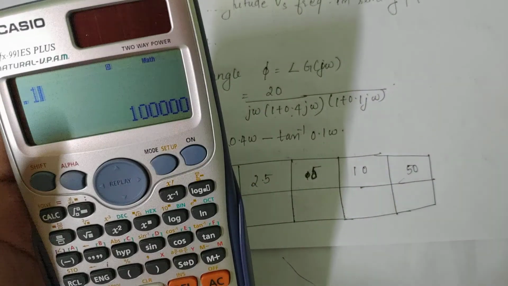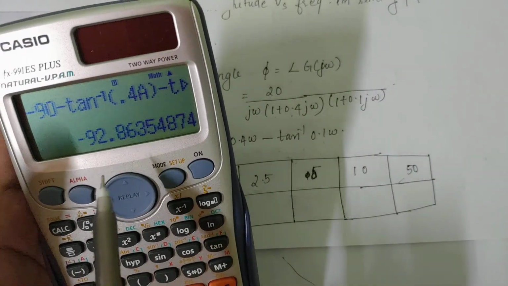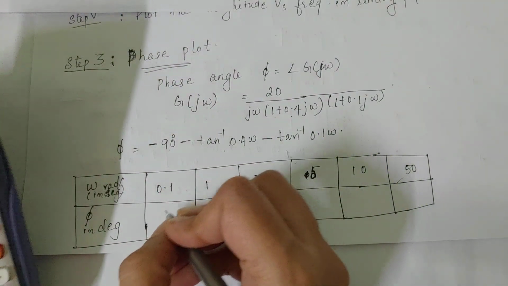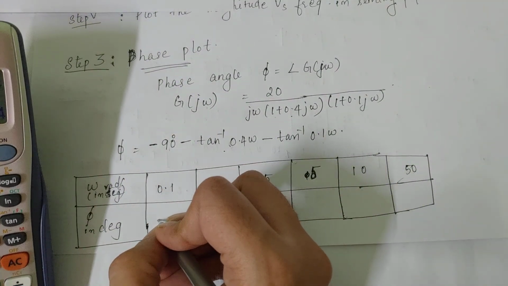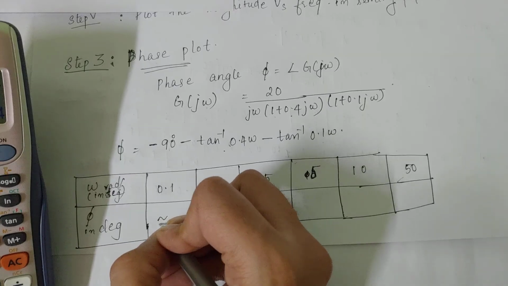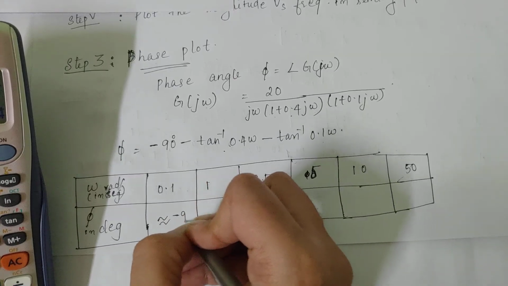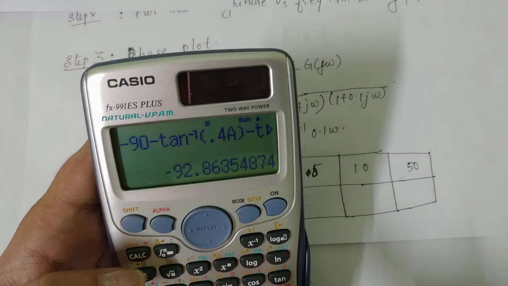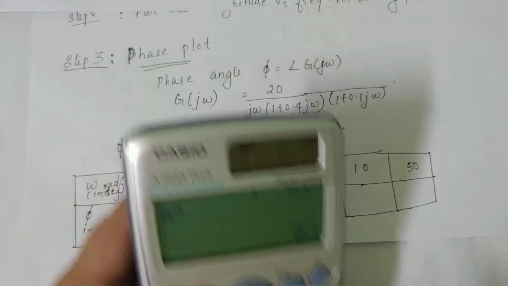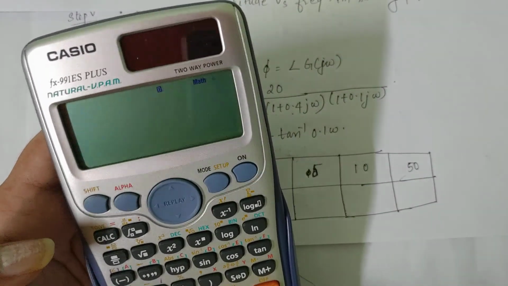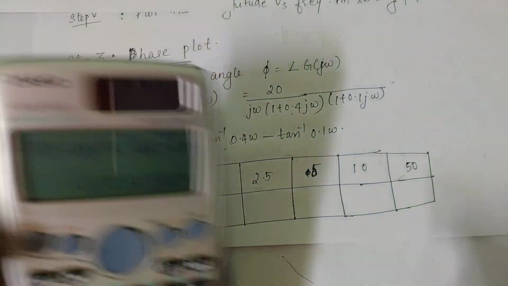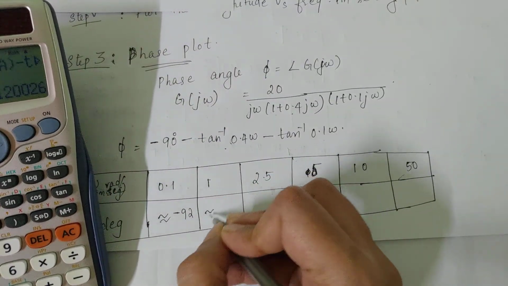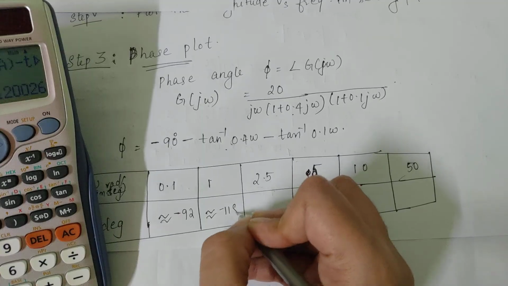If it is 0.1, give the value and you will get minus 92.86. Okay, so I am approximating it as minus 92. Next, again press calculation and give 1. I will get minus 117.51. So I am taking it as minus 118.